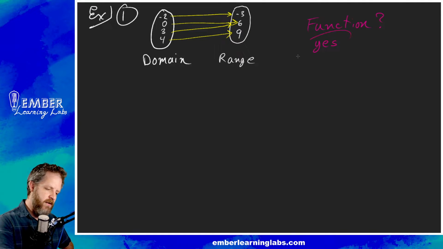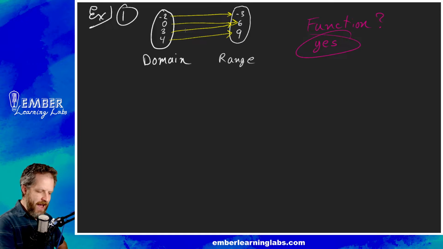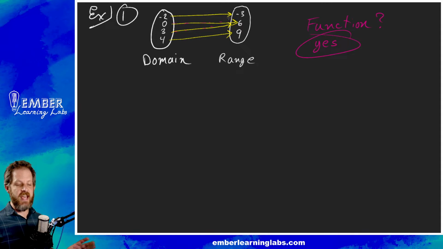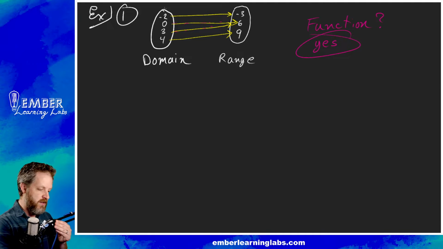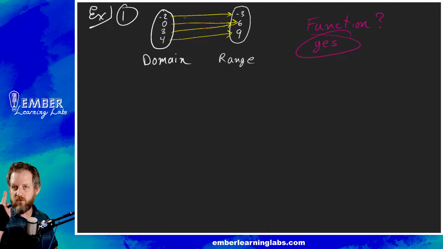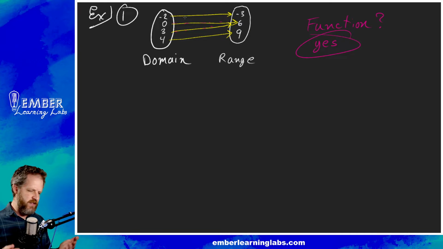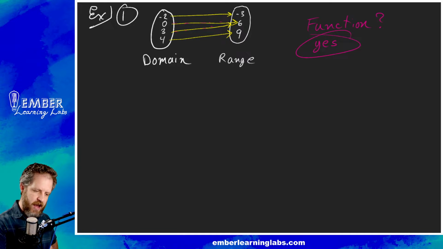Okay. Now, we have this 0 pointing to a 6, and we have the 3 pointing to the 6. So they're pointing to the same number. But for each member of the domain, they're only pointing to one member of the range. So let's do a counter example. So this is going to be example number 2.